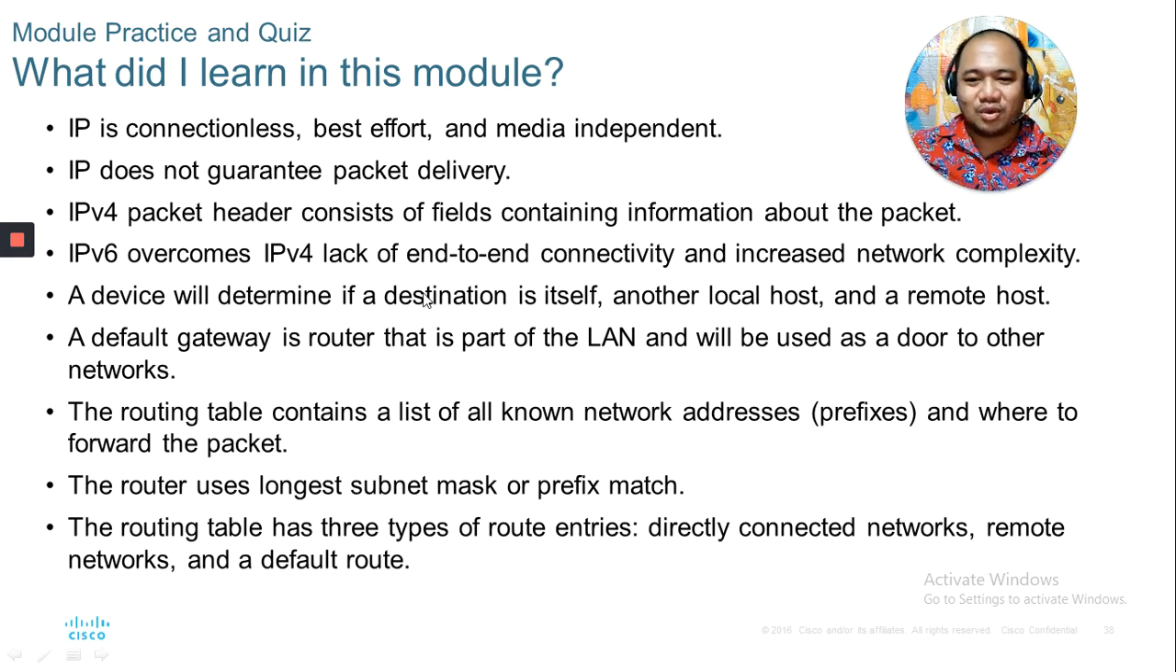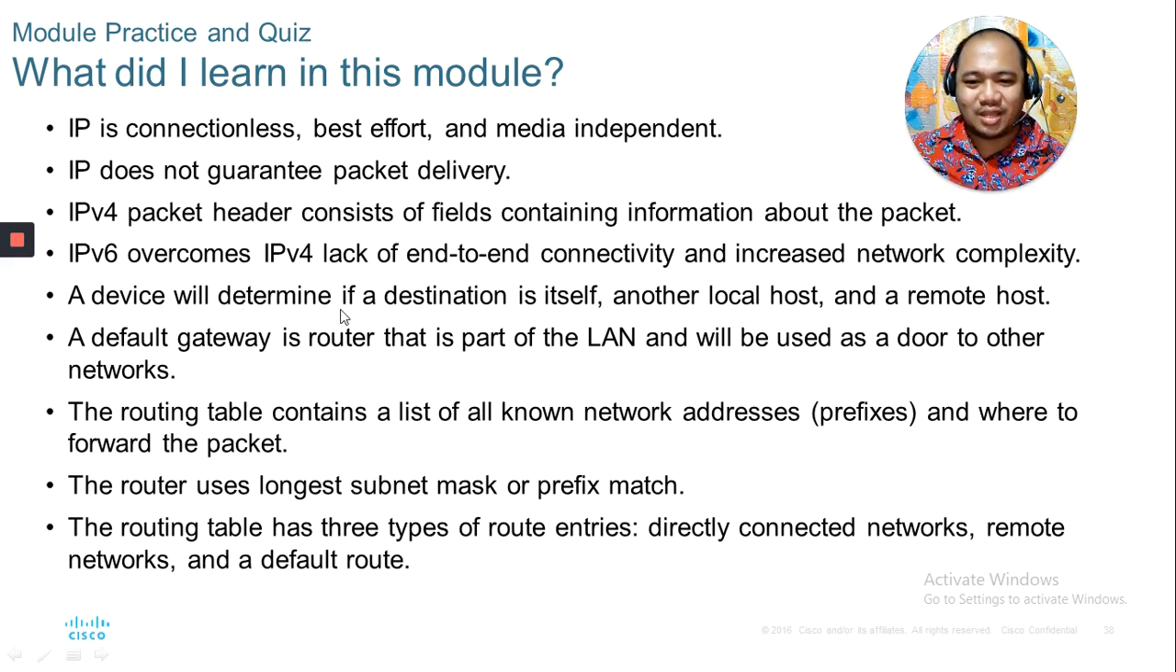IP version 6 overcomes IP version 4 in terms of address numbers, okay? Because IP version 4 addresses are already depleted. There are only about 4 billion of them, whereas with IP version 6, we have 340 undecillion. A device will determine if the destination is itself, another local host, or a remote host, okay?